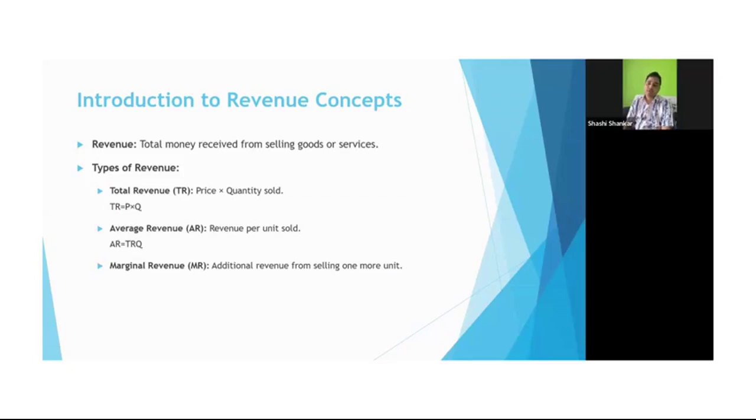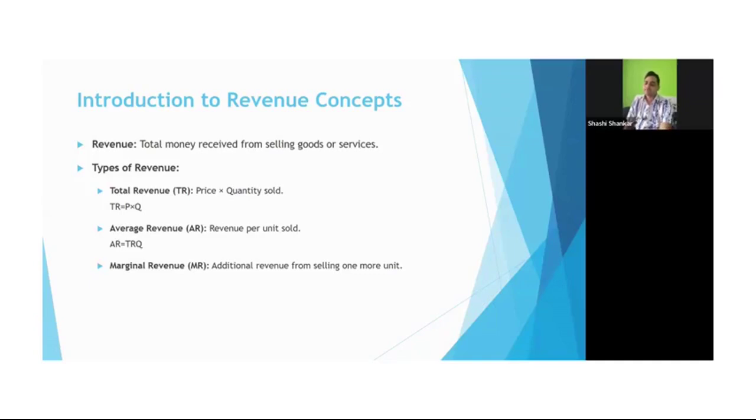Talking about the average revenue. Average revenue is revenue per unit sold, so AR is equal to TR by Q, total revenue divided by quantity. Now moving to the marginal revenue. Marginal revenue is nothing but the additional revenue from selling one more unit. There is a kind of equilibrium position; post that, if they are selling any more unit, then they will get the additional revenue. That revenue is known as marginal revenue. So one is total revenue, another one is average revenue, and third one is marginal revenue.